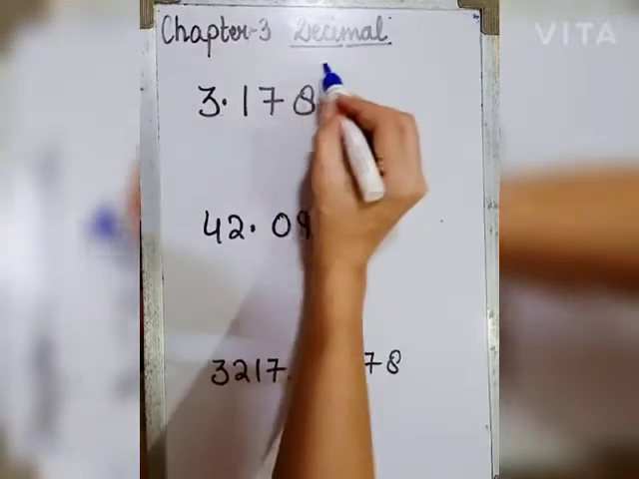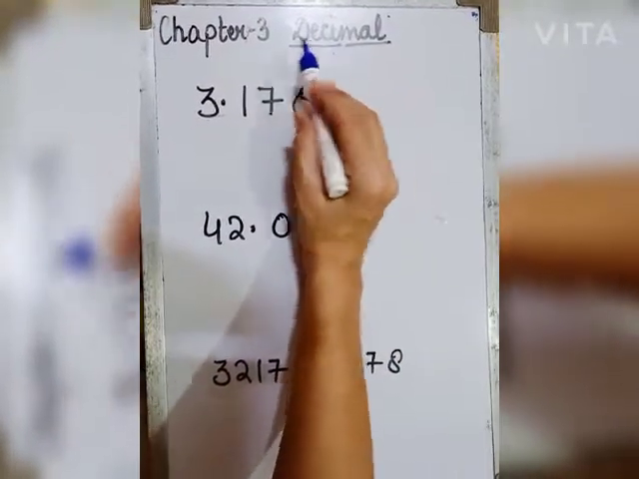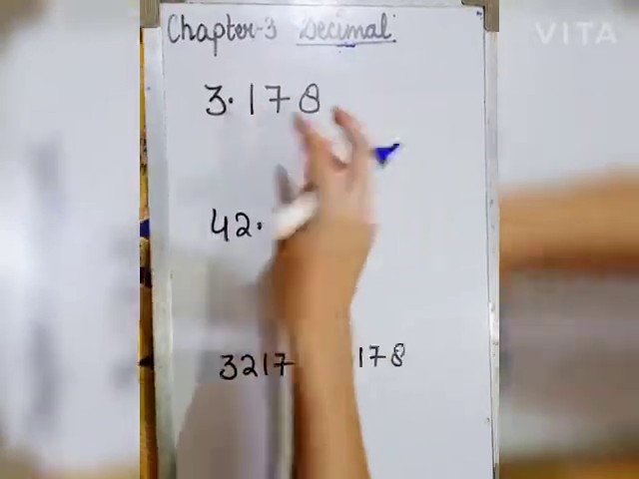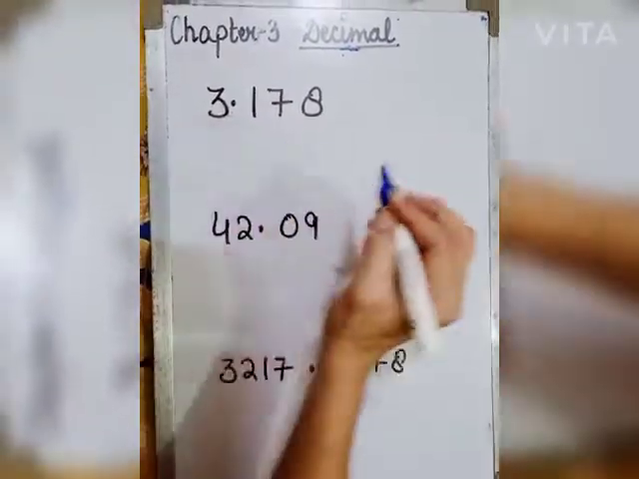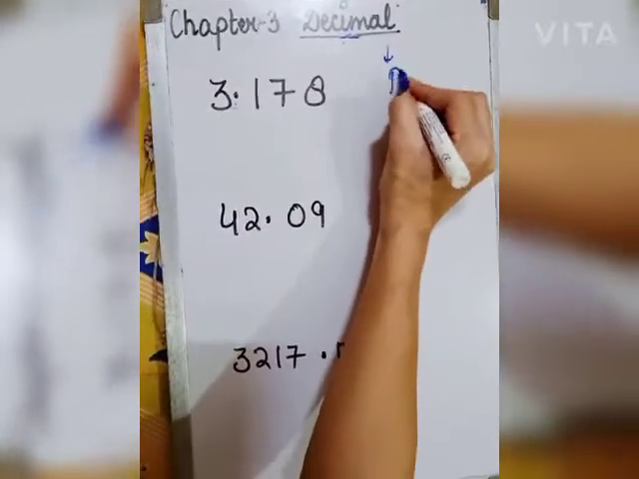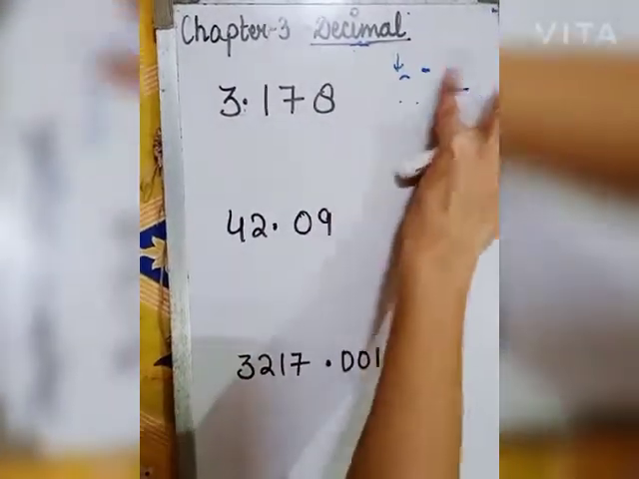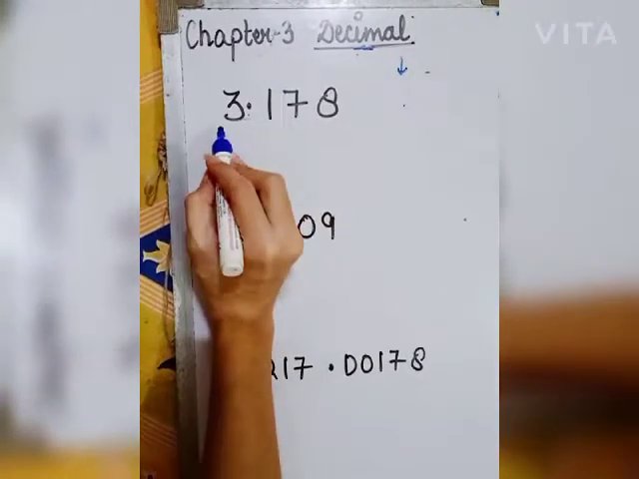Now class, today we will learn about decimal. Chapter number 3, decimal. What is decimal? When we write anything in the point form. जब भी किसी चीज़ को हम point form में लिखते हैं, that is the decimal. Now see here example.